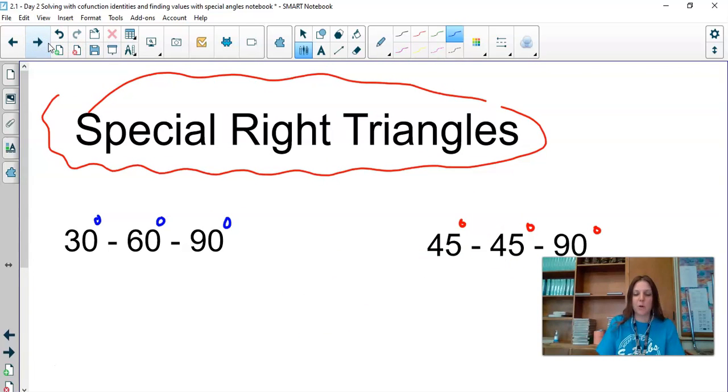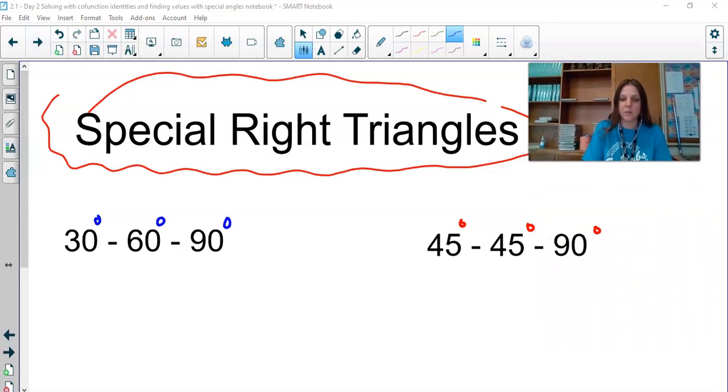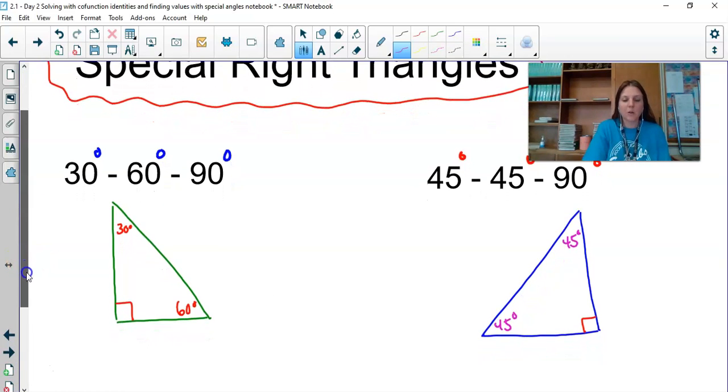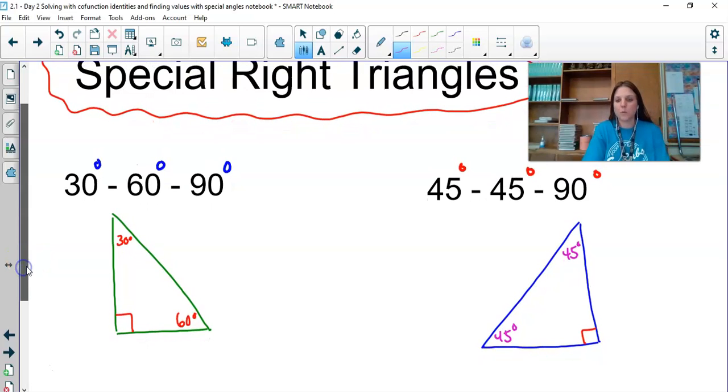The other type of thing we're going to look at in today's lesson are these special right triangles. There are 2 of them. We have a 30, 60, 90 and a 45, 45, 90. So we're going to write out an example of each. The ratios of the sides of these triangles are going to be very important as we work through these upcoming sections and chapters and so forth.